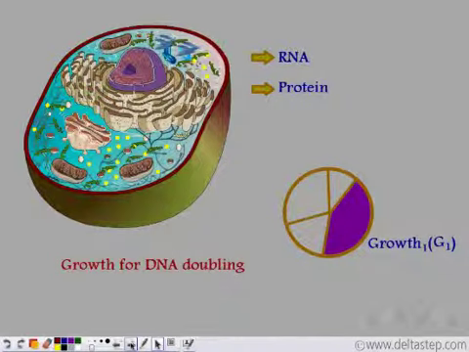So a cell first enters into a growth phase known as the G1 phase. In the G1 phase, first of all, formation of new organelles takes place, and also many proteins and RNA are formed, which help in DNA doubling.